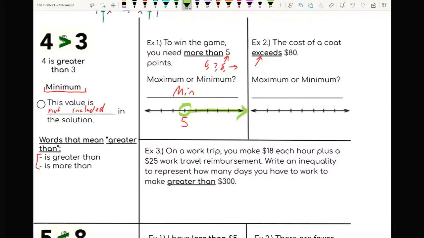Okay, exceeds $80. Well, if it exceeds $80, that means it's going to be more than $80, right? So that means that the price is greater than 80. I'm going to put my 80 here. And so it's going to be greater than 80. This is also 80 is the minimum possible value it could be. But again, it can't be 80. It's got to be $80.01 or more.